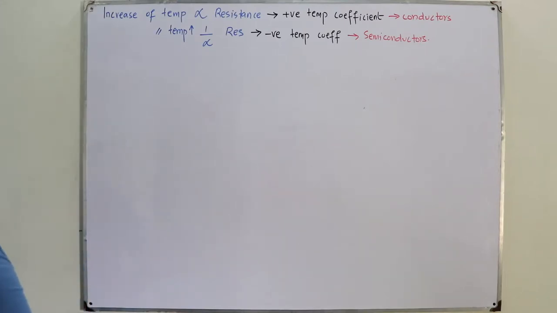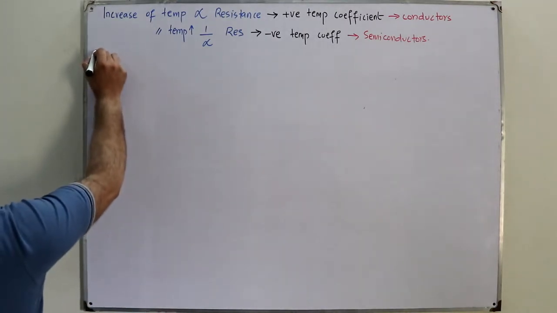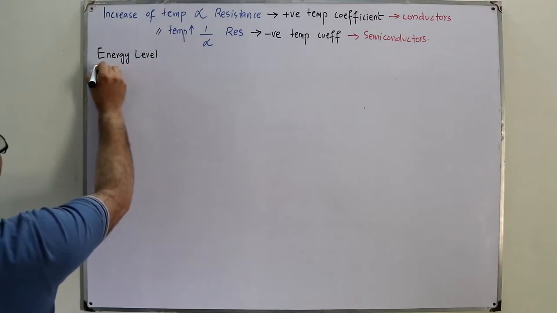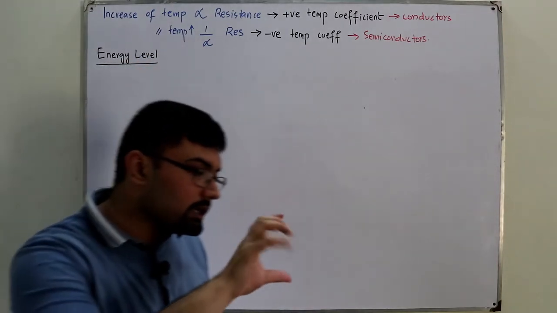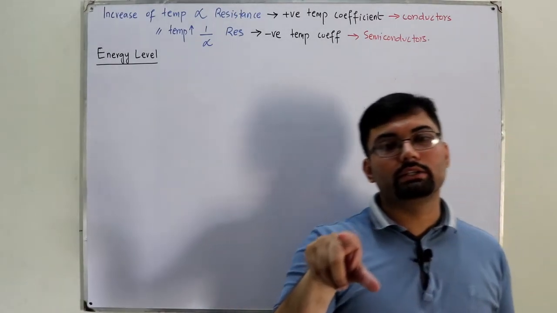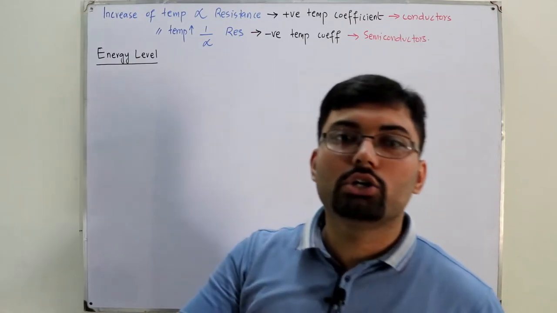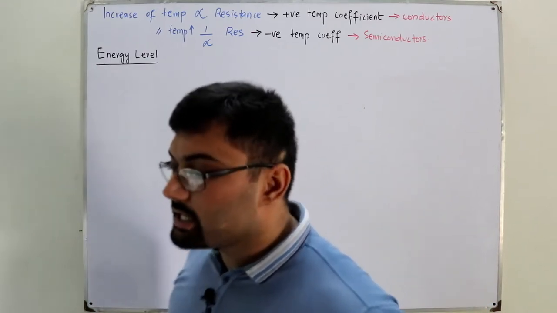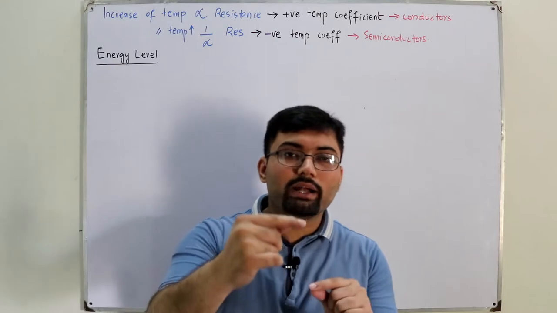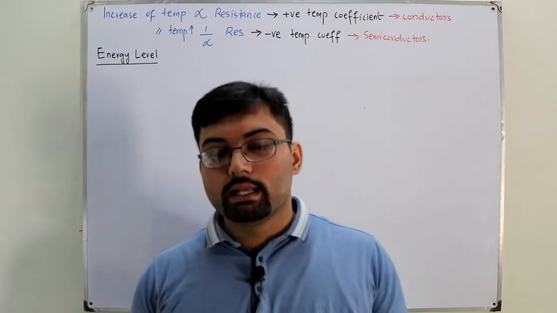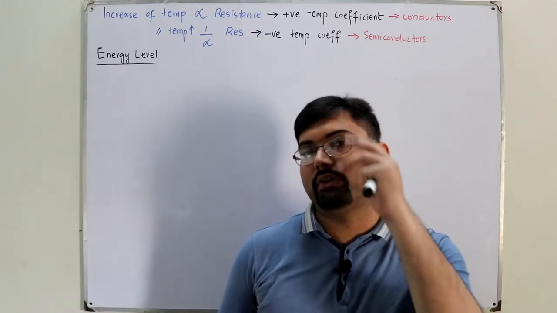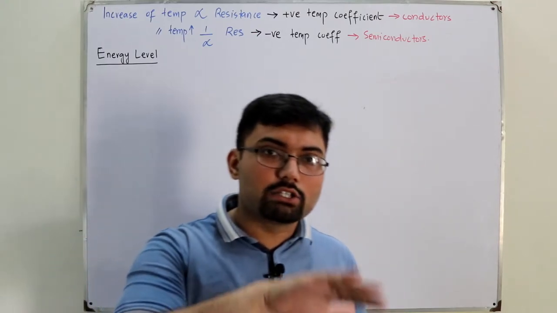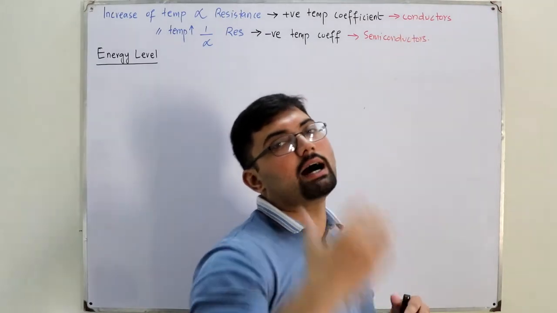Energy levels and energy band diagram. If you talk about energy levels first, what is an energy level? Electrons revolve around the nucleus in certain fixed circular paths known as orbits, or you also call it energy level. Why do you call this energy level? Because each and every orbit has a fixed amount of energy. So that is why it's called energy level. The nearest orbit has the lowest energy and the farthest has the highest energy.